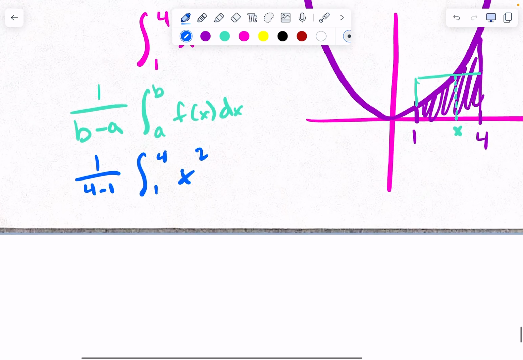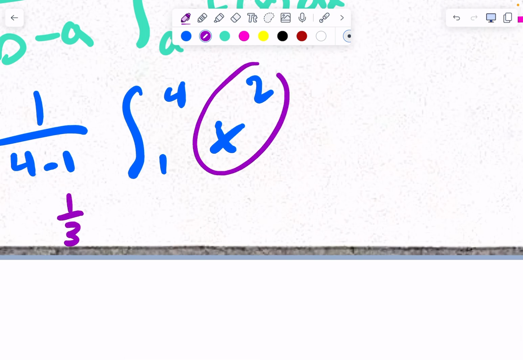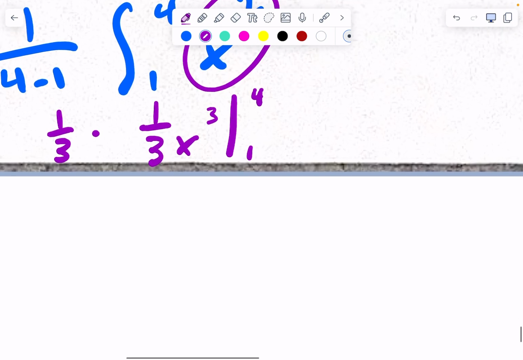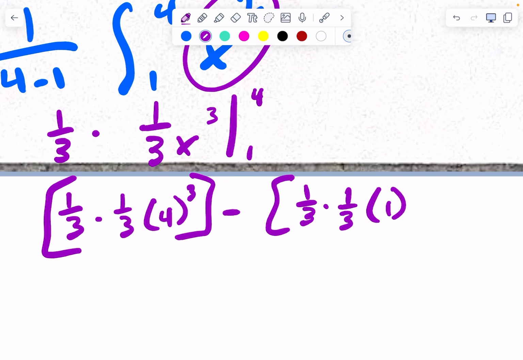All right, so we're going to do this. 1/3, that's outside. This antiderivative is 1/3 x cubed, and we're going from 1 to 4. Okay, now let's plug our numbers in. So I've got 1/3 times 1/3 times 4 to the 3rd, minus 1/3 times 1/3 times 1 to the 3rd power.